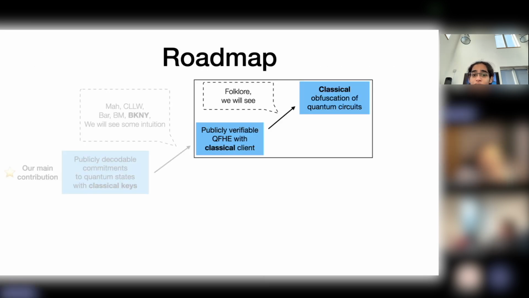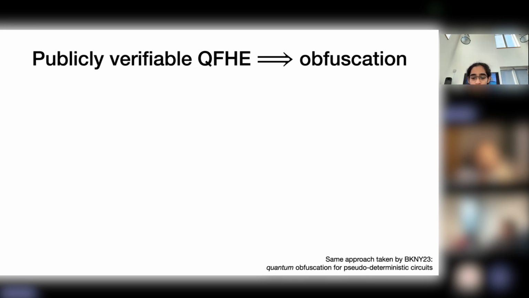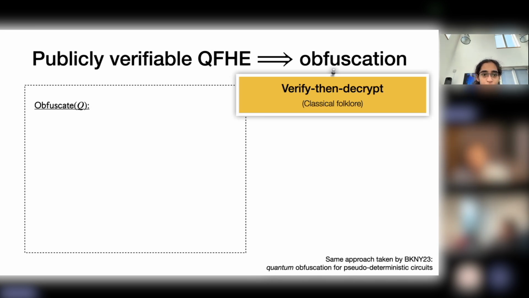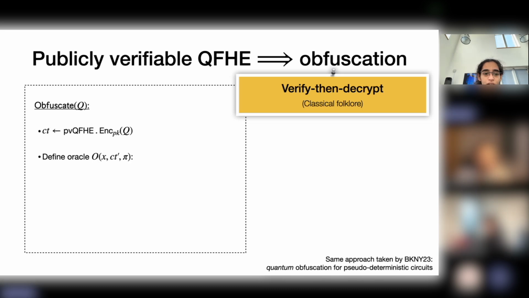So why does publicly verifiable QFHE imply obfuscation? If you've seen this before, the two words that'll help you are verify and then decrypt. Concretely, the obfuscation is as follows. You're given as input some circuit Q, and first you just encrypt the circuit Q under this QFHE scheme. Then you also prepare this oracle O that works as follows. It takes as input some input X, an evaluated ciphertext CT prime, and a proof pi, and then it does this verification procedure: checking that CT prime was honestly computed from CT by evaluating this universal circuit with input hard-coded to X.